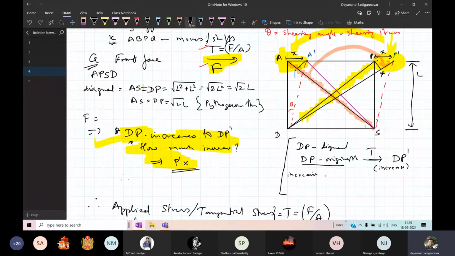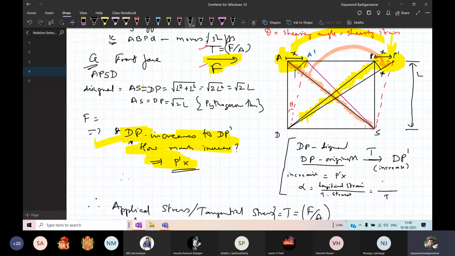So this is the increase in the diagonal. How much is the increase? It is given by p dash x. Now I can define alpha here. Alpha is the longitudinal strain coefficient. How do I define longitudinal strain coefficient? It is nothing but longitudinal strain by stress. I define it with tensile stress. Here the stress is T, and longitudinal strain has to be defined.